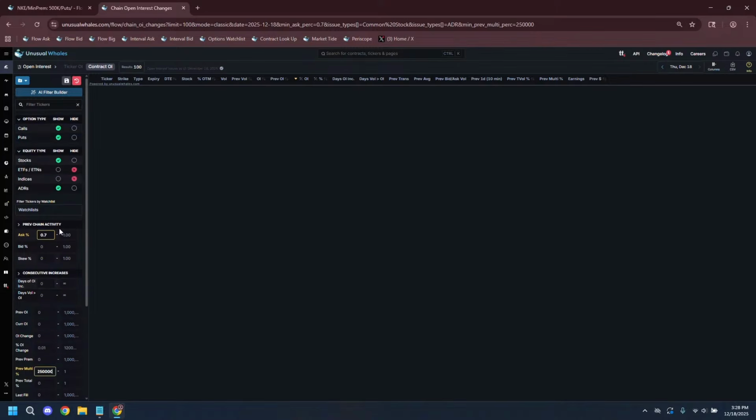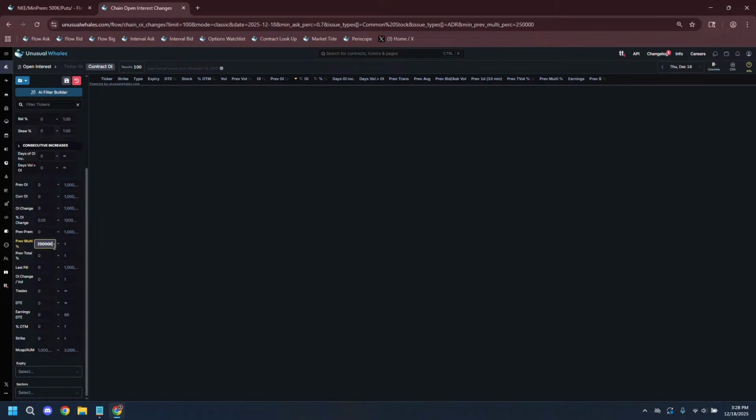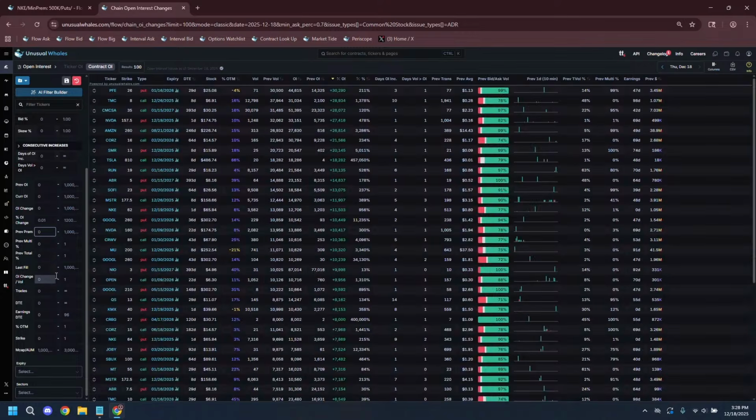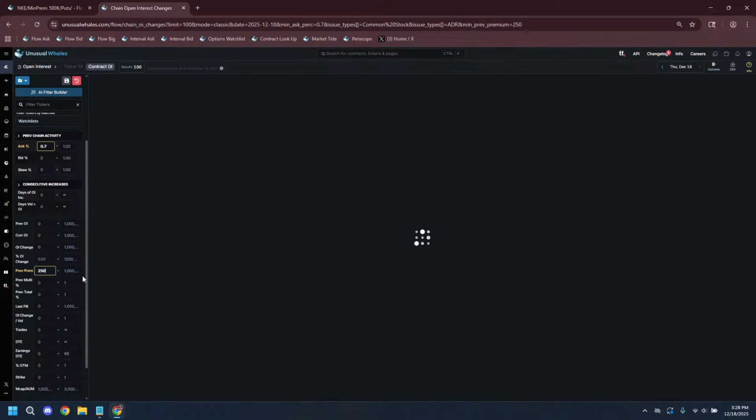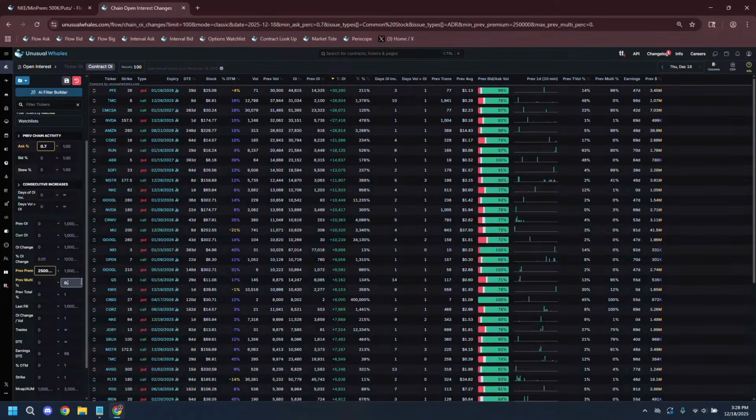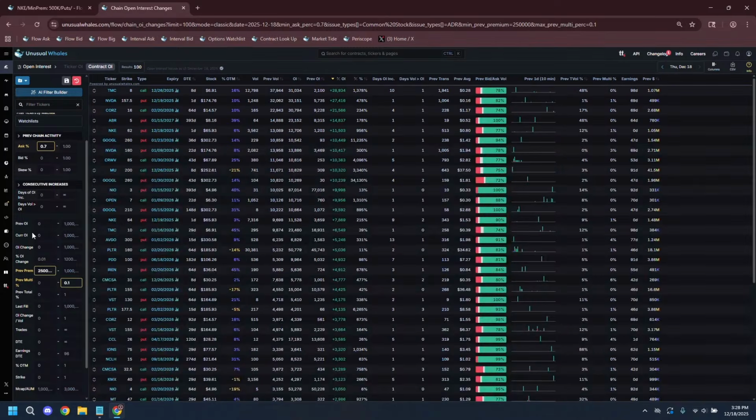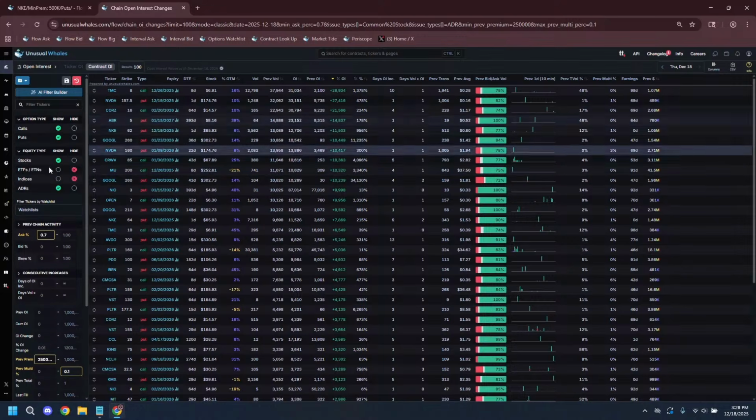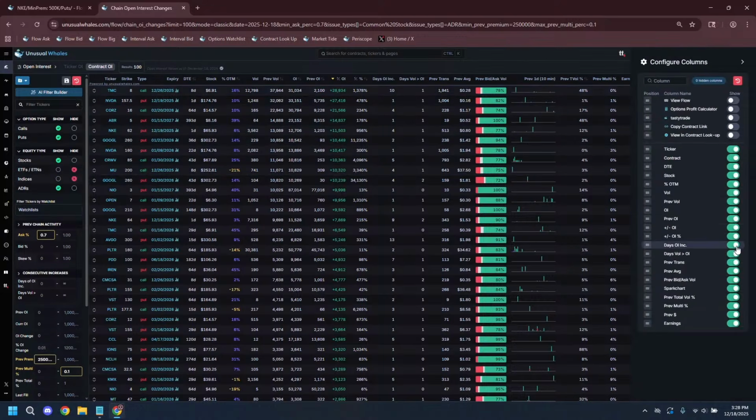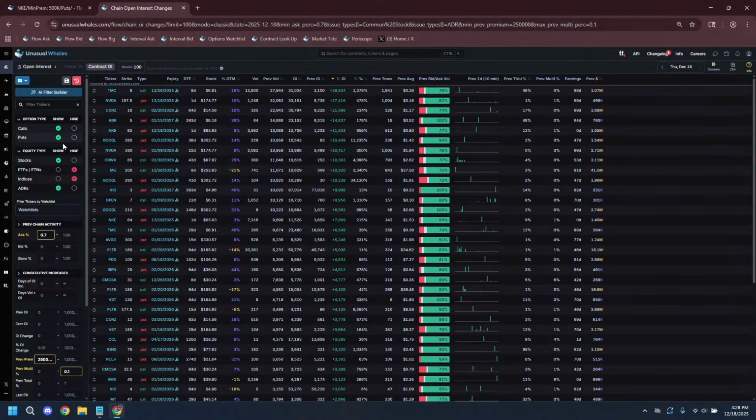What's going on here? Oh, that's the wrong filter. 250,000, max multi-leg of 0.1. Is that basically it? I think that's basically it, right? Let me hide a couple columns that I don't want to see right now.